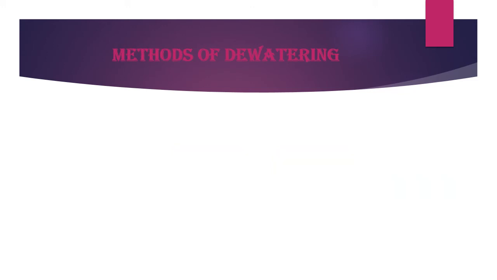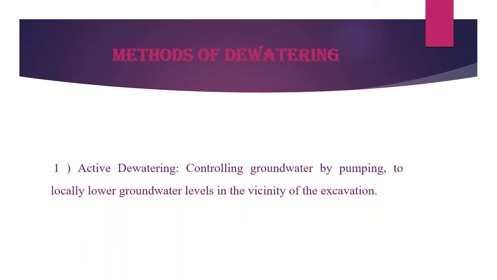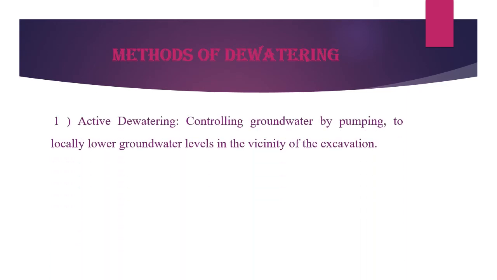Methods of dewatering. There are three methods of dewatering. They are active dewatering, interception dewatering and isolation dewatering. Among them, the first one is active dewatering, that is controlling the groundwater by pumping. It is again subdivided, first into sump pumping: installation of sumps within the excavation from which the water entering the excavation can be pumped out.